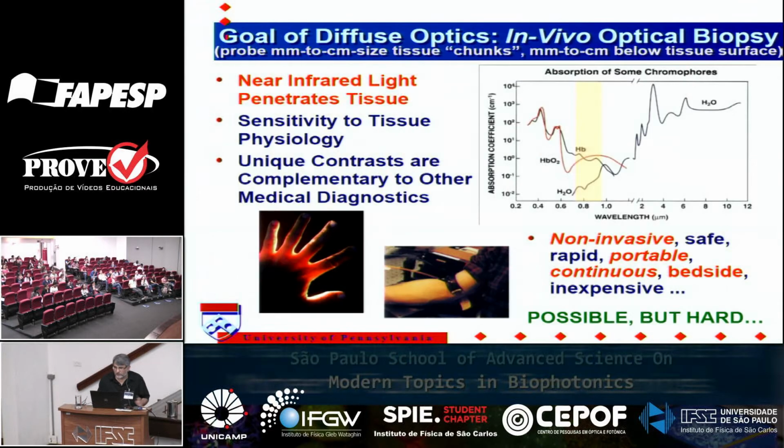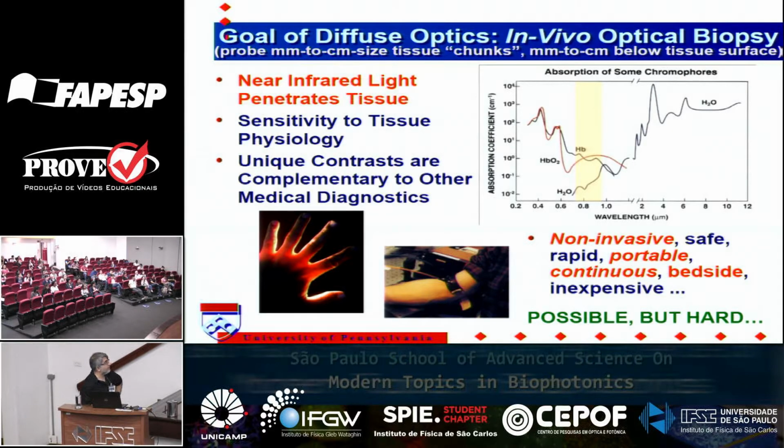Okay, so the goal of diffuse optics at some level is to do an in vivo biopsy and to do it on big chunks of tissue, millimeters to centimeters in size, and these chunks of tissue could be many centimeters below the tissue surface. So that's the goal. And if you just held up a flashlight to your hand, you know that it's possible to get light to go through your tissues, even when it's thick.